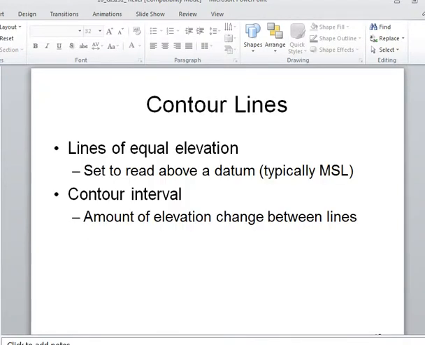Okay, so some things about contour lines. They're lines of equal elevation. They're above mean sea level, and the interval is how much change happens between those lines.